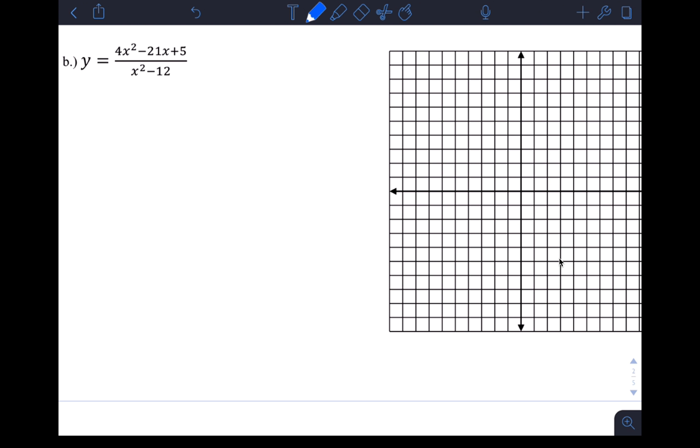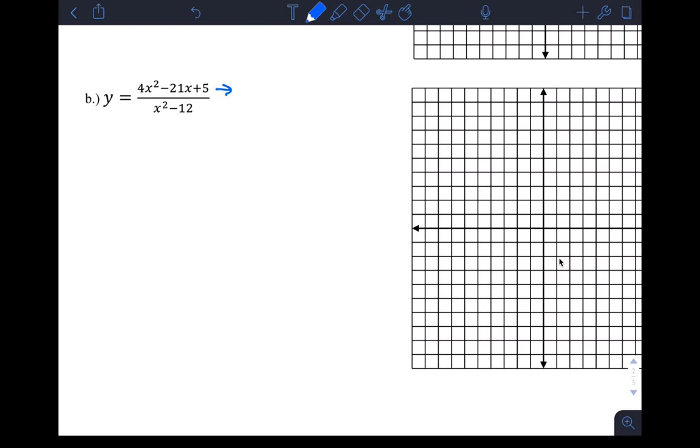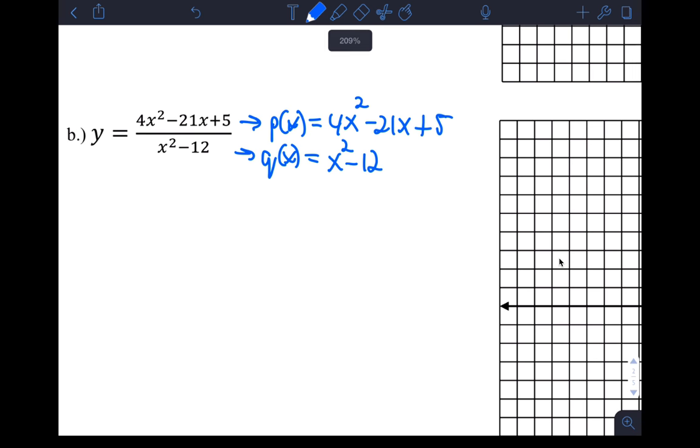So I'll do this again. We call this top polynomial p of x. We call the bottom one q of x, and this is 4x squared minus 21x plus 5. This one is x squared minus 12. And if I want to identify parts, I can see that this is my m, this is my n, this is a sub m, and 1 is b sub n. Okay, so maybe I should do that in a slightly different color so it's a bit more clear.